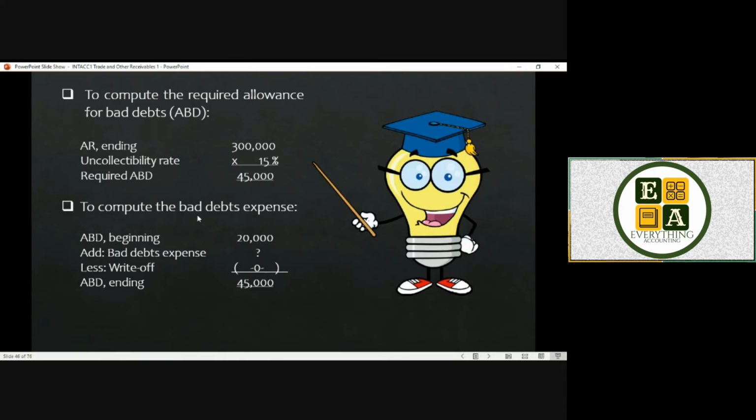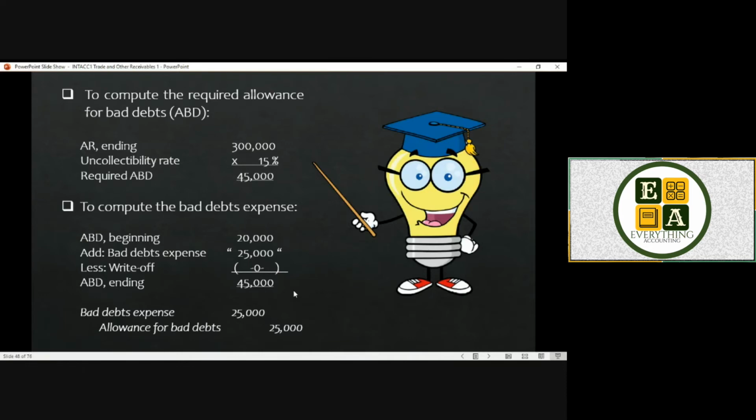So to compute the bad debt expense, yung tanong, magkano yung magiging bad debt expense natin? Magkano yung idadagdag natin sa 20,000 to arrive with the 45,000 since write-off is 0? Okay, write-off is 0. So sundan lang yung solution na to. Yan na yan guys. So yung beginning balance, 20,000, kailangan po nating dagdagan ng 25,000 to arrive with the 45,000 ending balance. So sa journal entry natin, debit na lang tayo ng bad debt expense, credit allowance for bad debts ng 25,000.